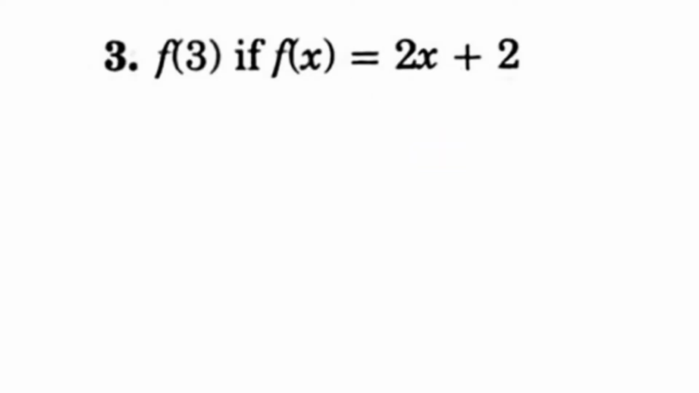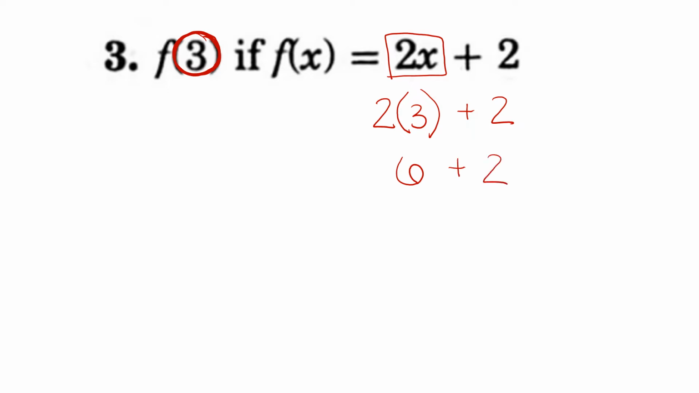For number 3, we have the equation f of 3 if f of x equals 2x plus 3. Now, because the 2 and the x are side by side in this problem, it means multiply. So we would multiply the 2 and x, the 2 and the 3 that's in parentheses. The plus 3 stays the same. 2 times 3 would give us 6, and 6 plus the 3 would give us an answer of 9.